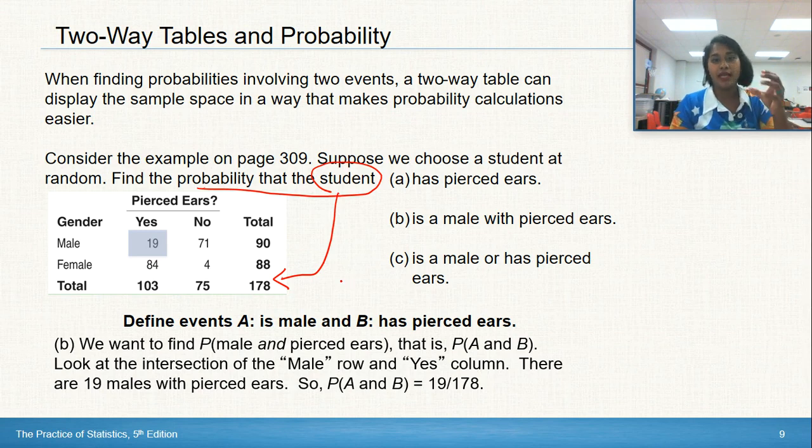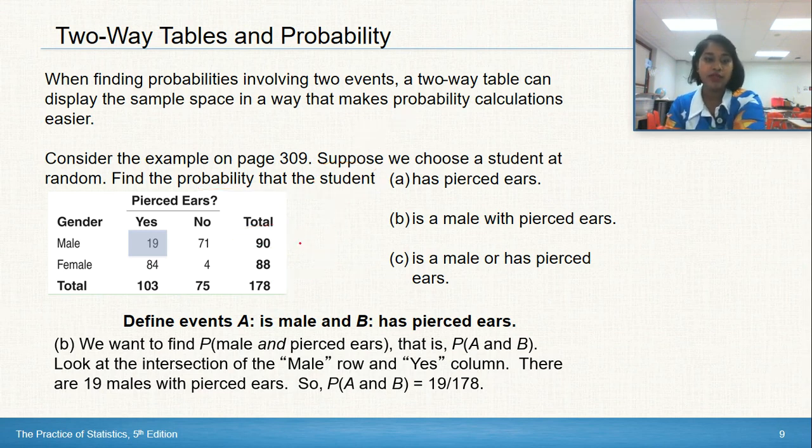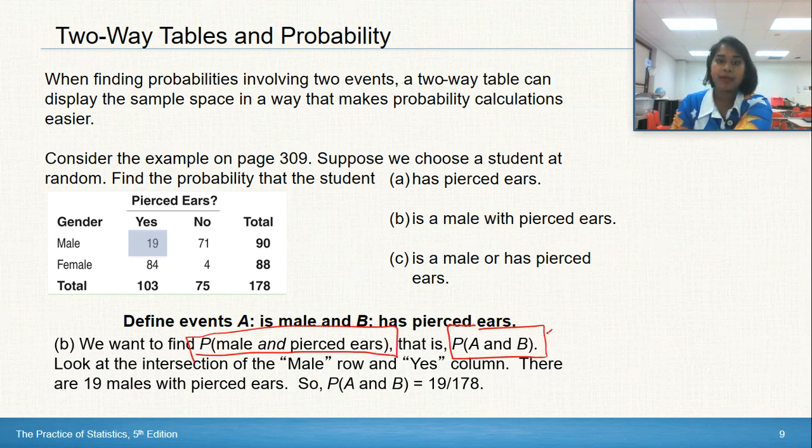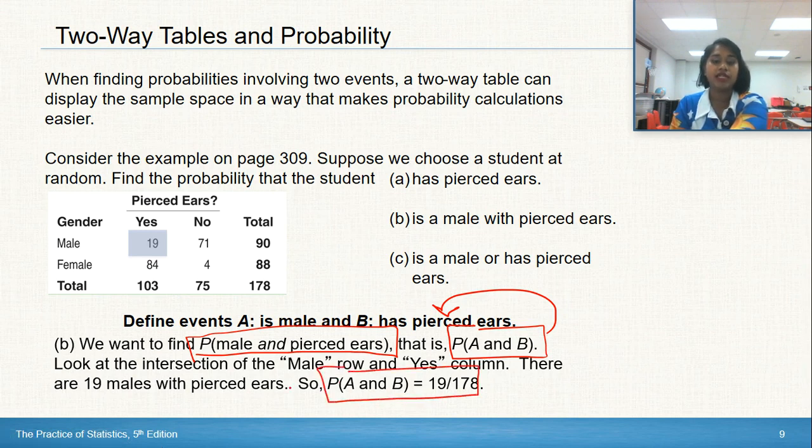So don't get lost in your own thoughts. Always reference the language that they have used so you don't accidentally put 19 out of 90. And so moving forward, before we actually move on to C, I want you to see that they have written, we want to find P, male and pierced ears, acceptable, or P, A, and B, acceptable if the events were defined. So this is two ways that you can write it. And then here is our actual answer, 19 out of 78, and it's referencing P of A and B.